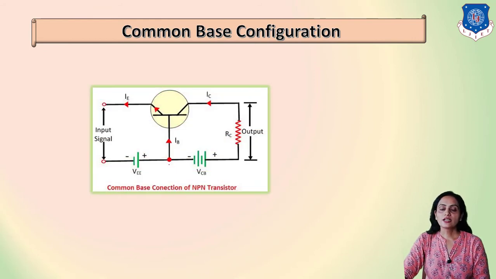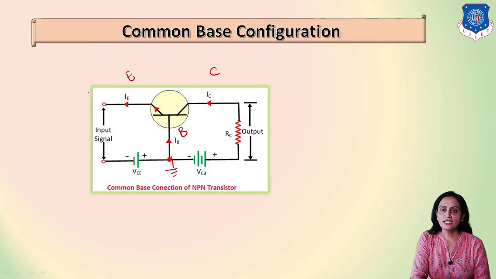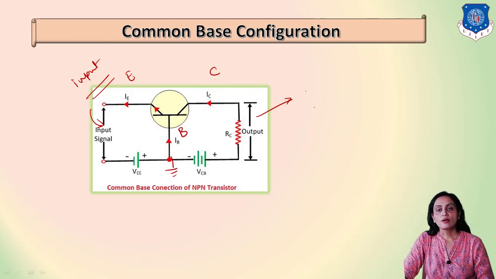So this is the circuit diagram for the common base configuration. You can see the symbolic representation. This is the base terminal, this is the emitter terminal, and this one is the collector terminal. So base is grounded, which means the base terminal is common between input and output. We are applying input at the emitter terminal, so this is the input signal applied at the emitter terminal, and we are taking the output at the collector terminal. So output is taken at the collector.